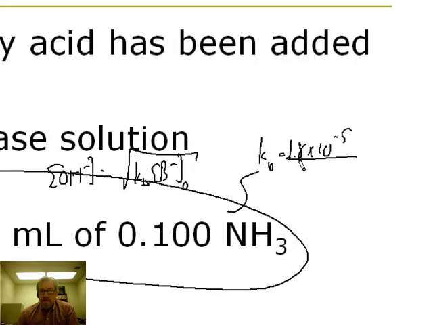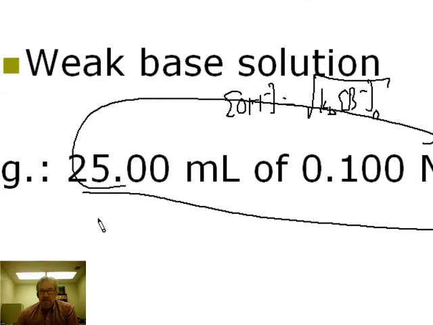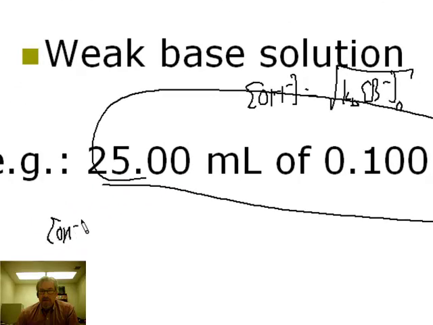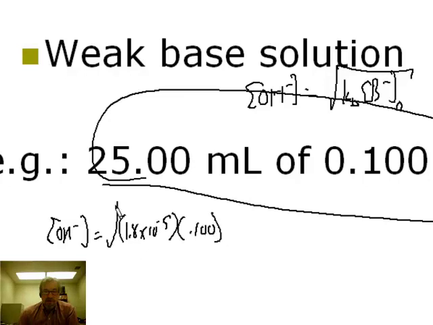You may recognize that. That's exactly the same number as the Ka for the acetic acid. So what is our OH- concentration? Well, OH- concentration is equal to the square root of that Kb, 1.8 times 10 to the minus fifth, times the initial concentration of our weak base, which was 0.100 moles per liter. If we take the square root of that product, we find 0.0013 is the OH- concentration.